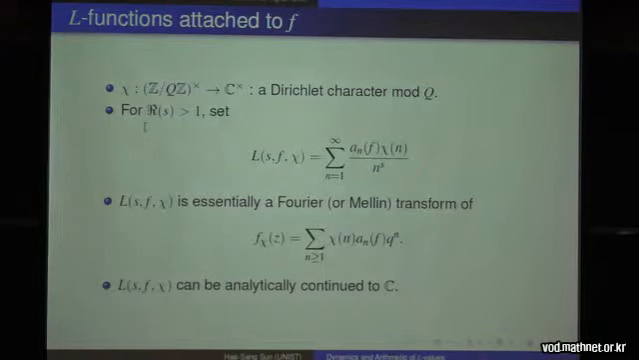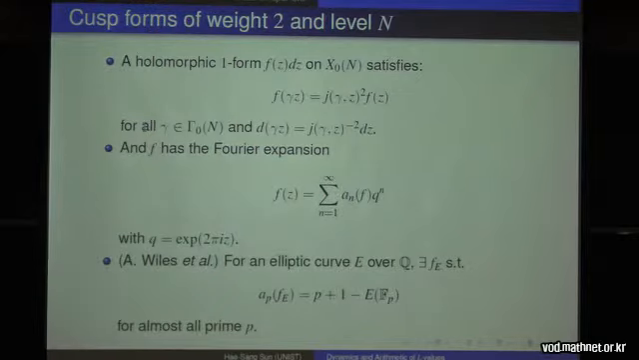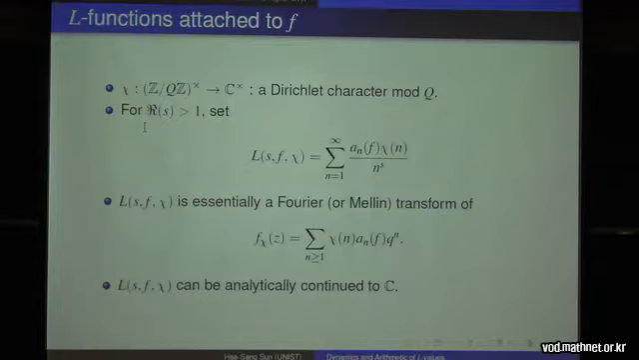Now you can verify that this function is essentially a Fourier transform of a new cusp form, defined like this one. Its Fourier coefficient is given by chi(n) times a_n(f). You can verify that this is another cusp form of a different level. Then you can also verify that this L(s, f, chi) can be analytically continued to C. This analytic continuation comes from this statement and this modular relation. Combining this one and this one, you can obtain the analytic continuation of that L-function.